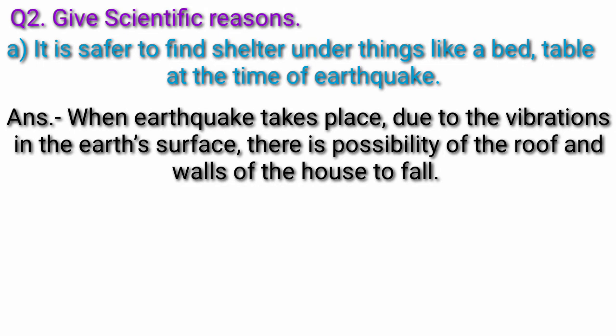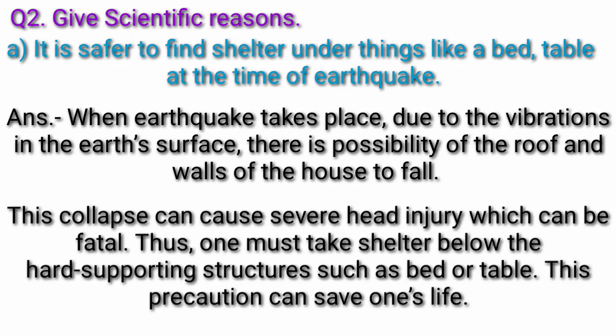Answer. When earthquake takes place due to the vibrations in the earth's surface, there is possibility of the roof and walls of the house to fall. This collapse can cause severe head injury which can be fatal. Thus, one must take shelter below the hard supporting structures such as bed or table. This precaution can save one's life.